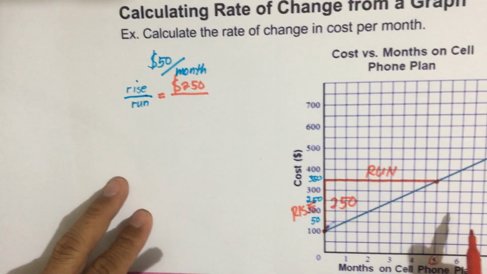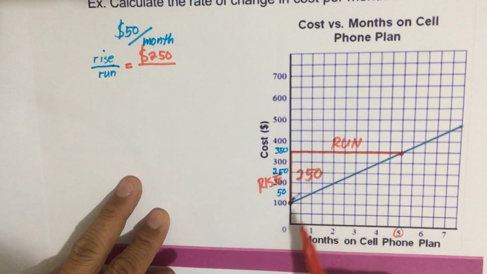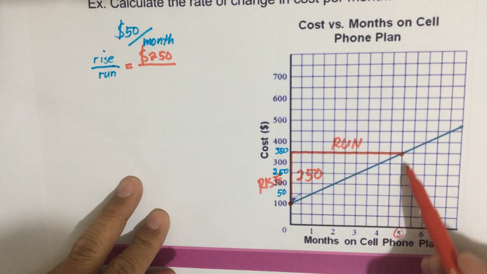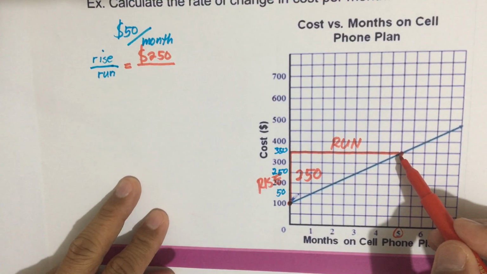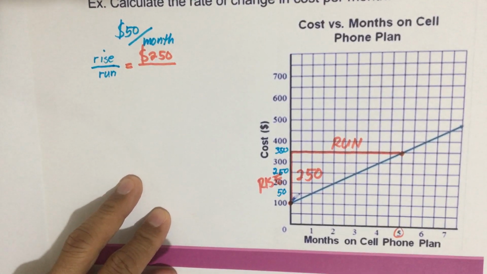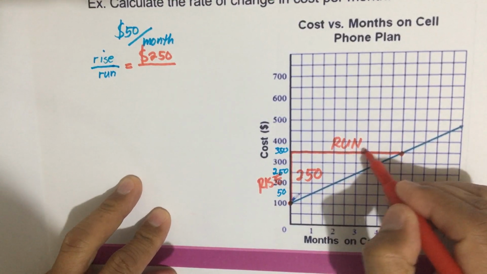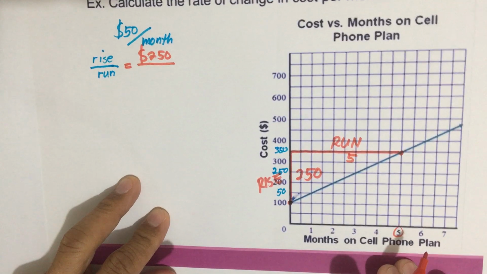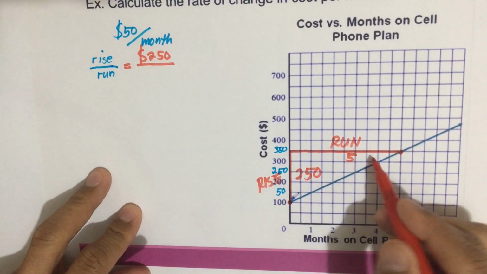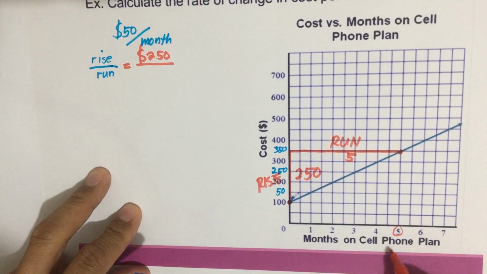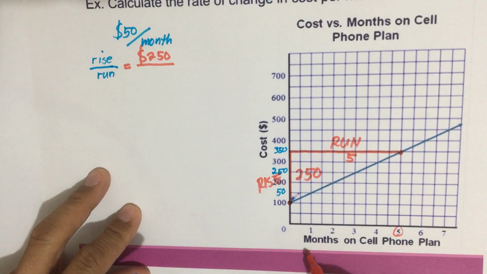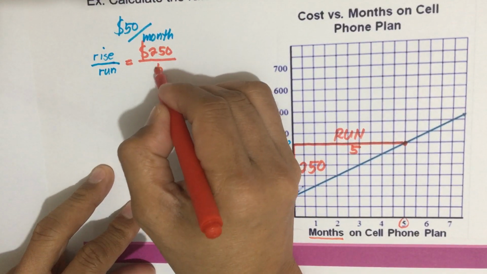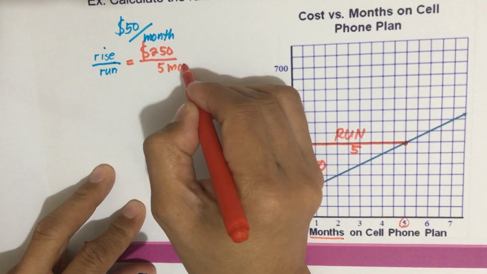Okay, now the run. So let us look at the run. The run is starting from 0 to 5 months. So what is our run? Our run is equal to 5. So 5, what is the unit? That is in terms of months. So we have 5 months.